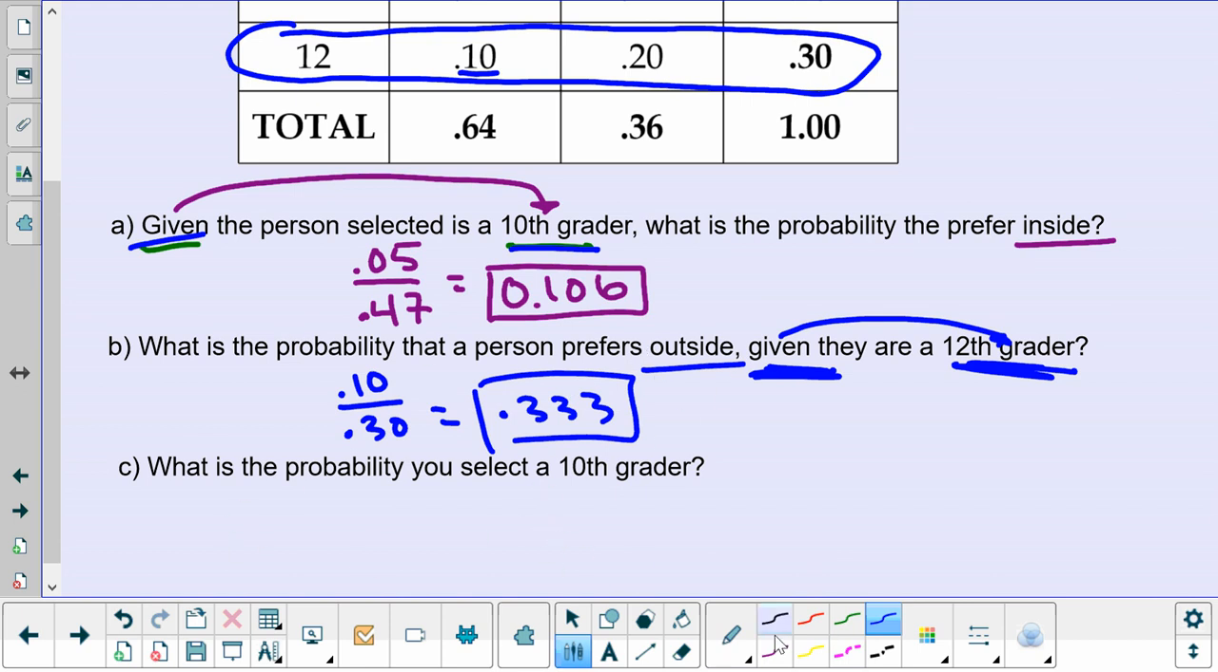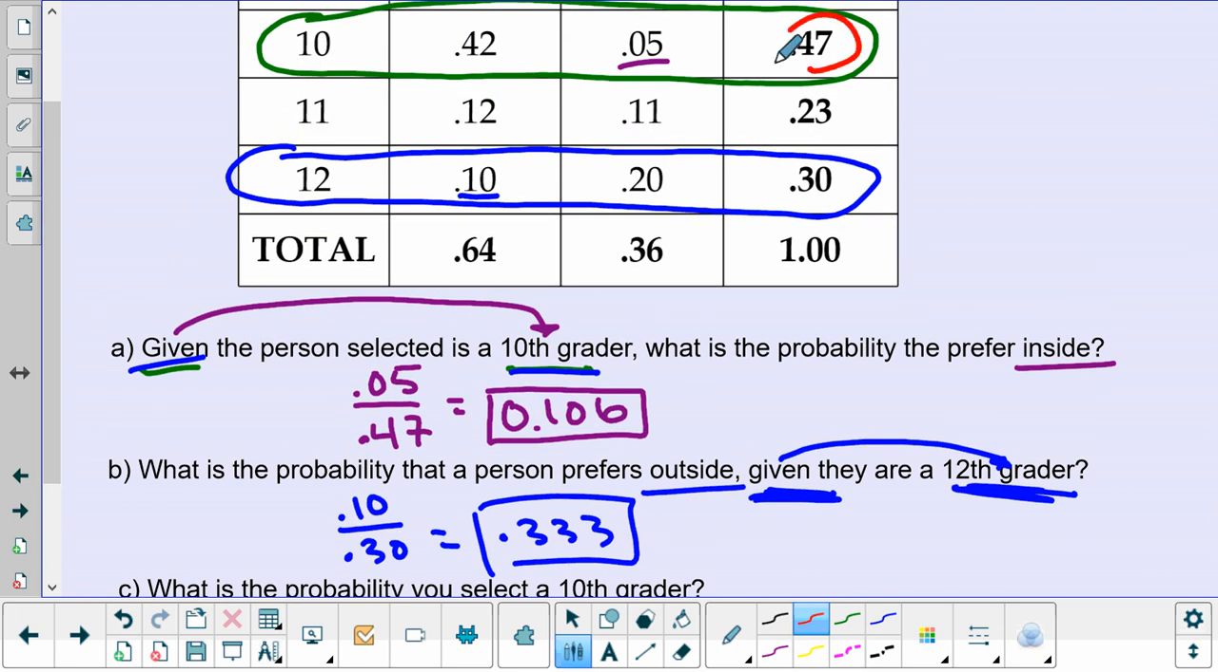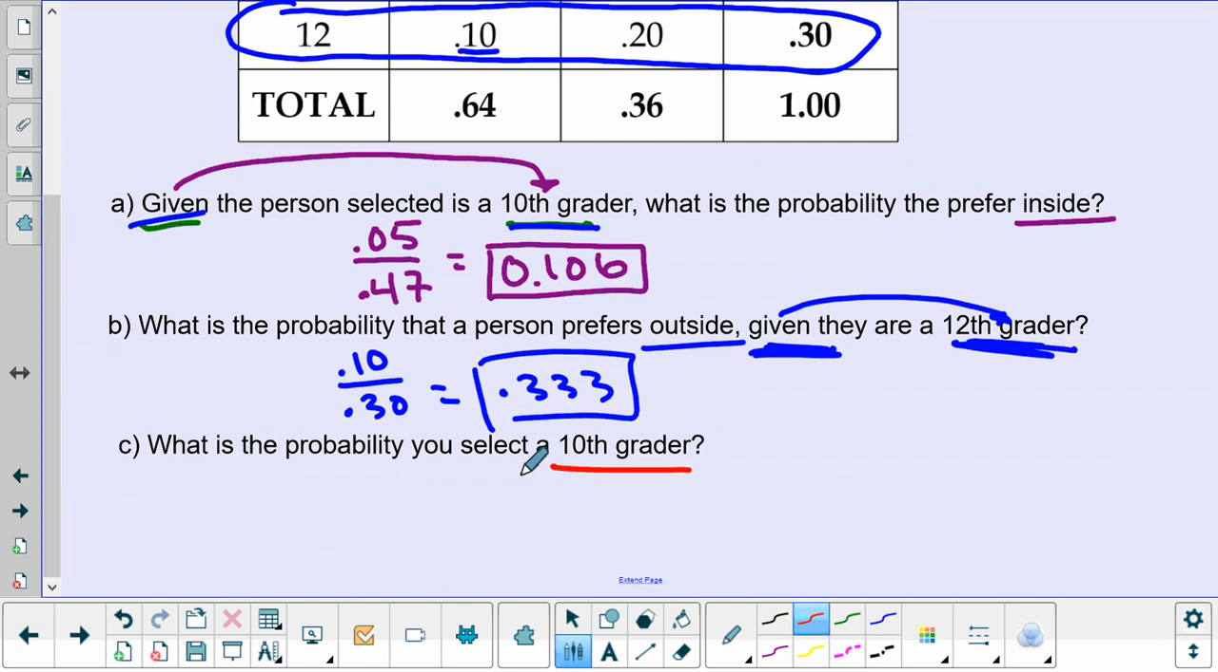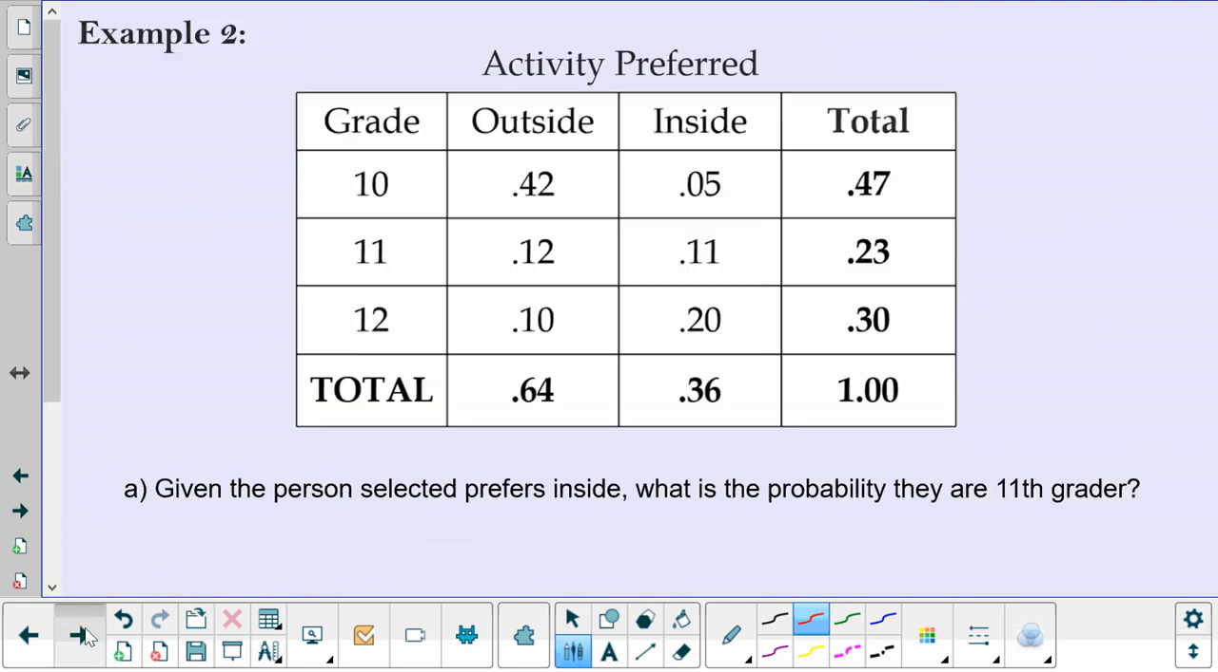All right, one more here. What is the probability you select a 10th grader? Oh, basic, easy. No other conditions there. No ands, no ors, no other givens, nothing else. You're just looking at the 0.47. Probability that you select a 10th grader is 0.47. That's it. One more example of these, same table, still looking at probabilities given inside.